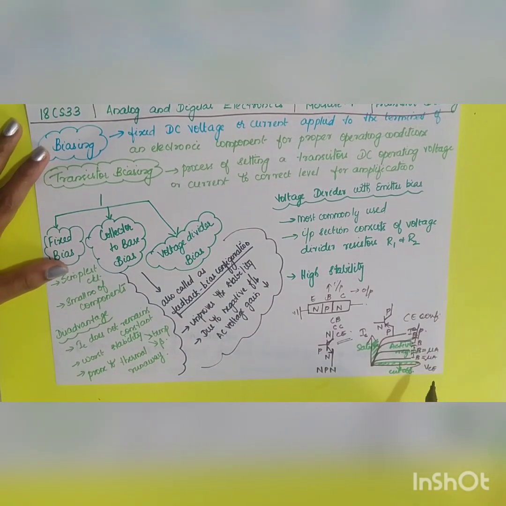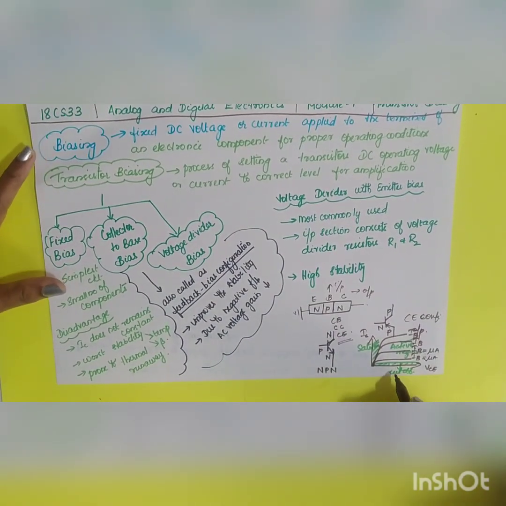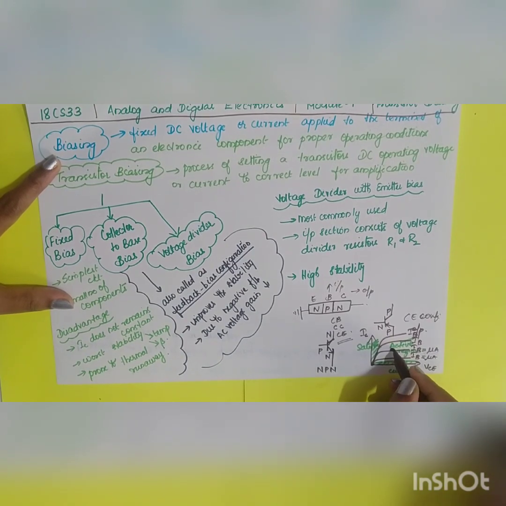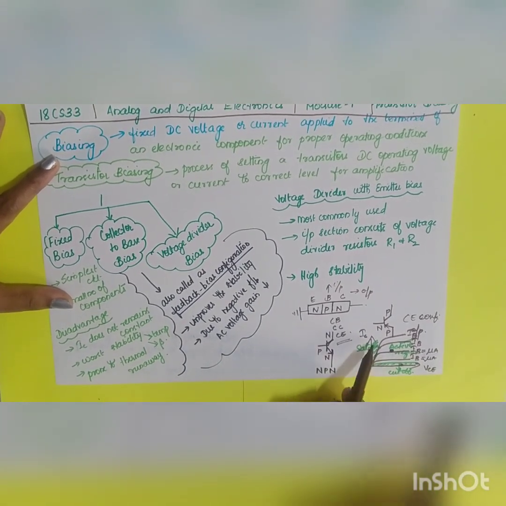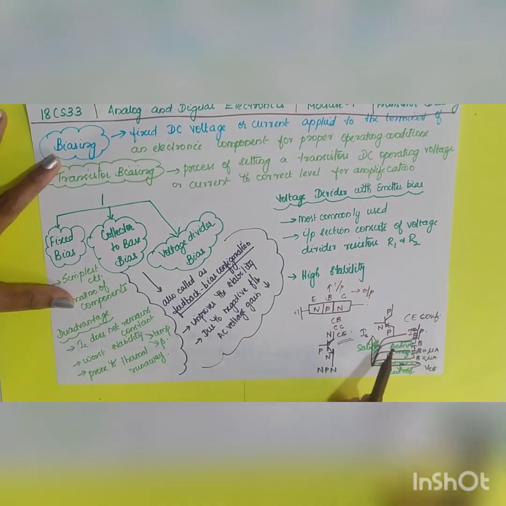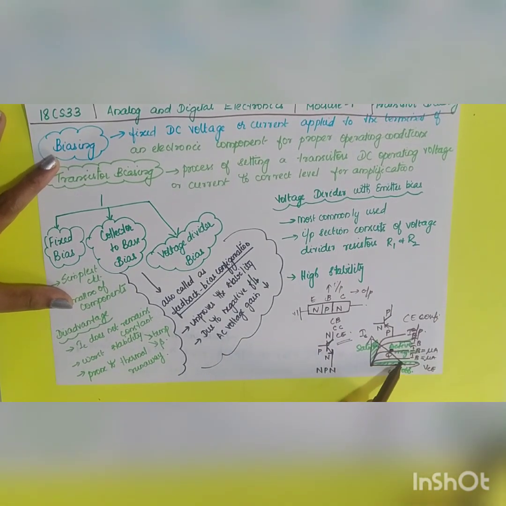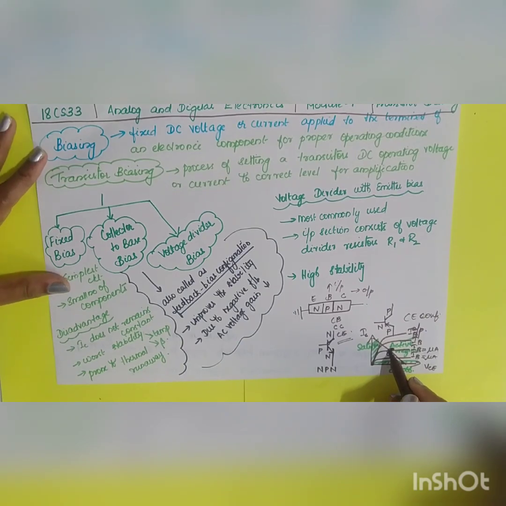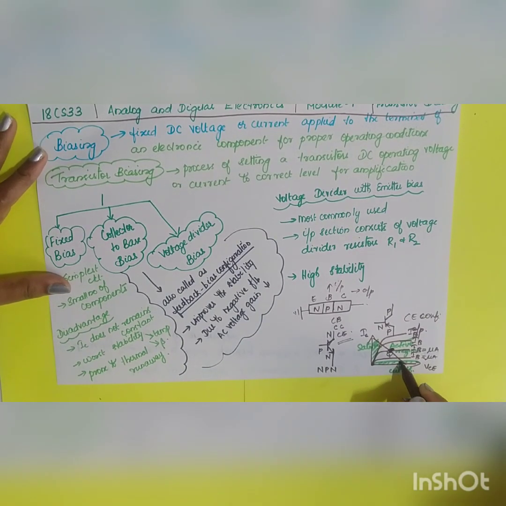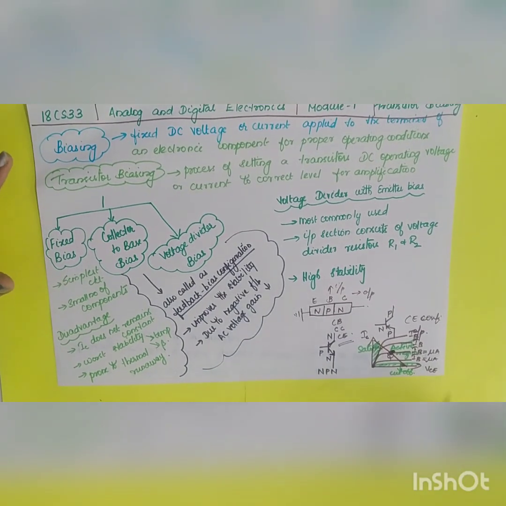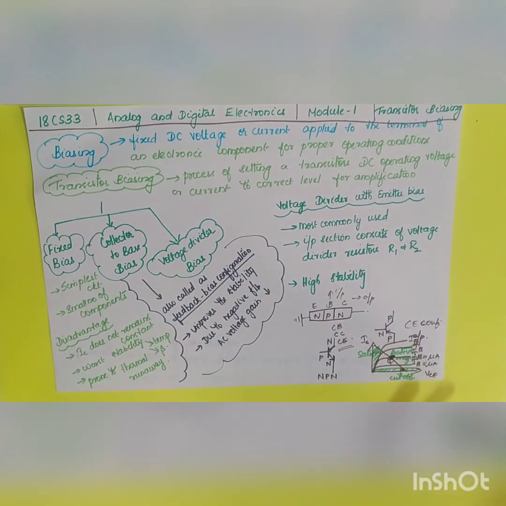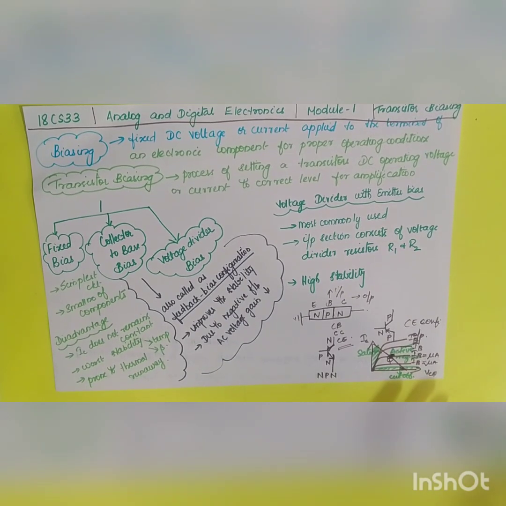Now, before applying your AC signal, you have to fix the operating point to the middle of the active region. That is called the Q point or quiescent point. This is the reason why we go for biasing. The operating point should always be fixed in the active region. If the operating point shifts towards cutoff or saturation, it will not work as an amplifier. This is the reason why we go for the different types of biasing.